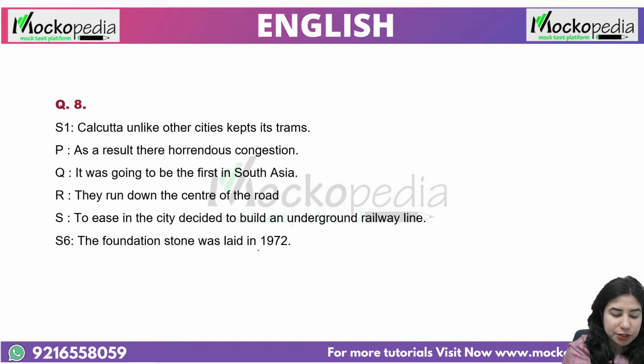Try this, utilize the clues, and I'm sure we have solved so many questions by now, so you must have got the rhythm of the discussion. So let's get started. Calcutta, unlike other cities, kept its trams. So trams are a sort of vehicle, sort of a ghoda gadi sort of a thing, right? So as a result, there is horrendous congestion. Horrendous is something that is extremely troublesome.